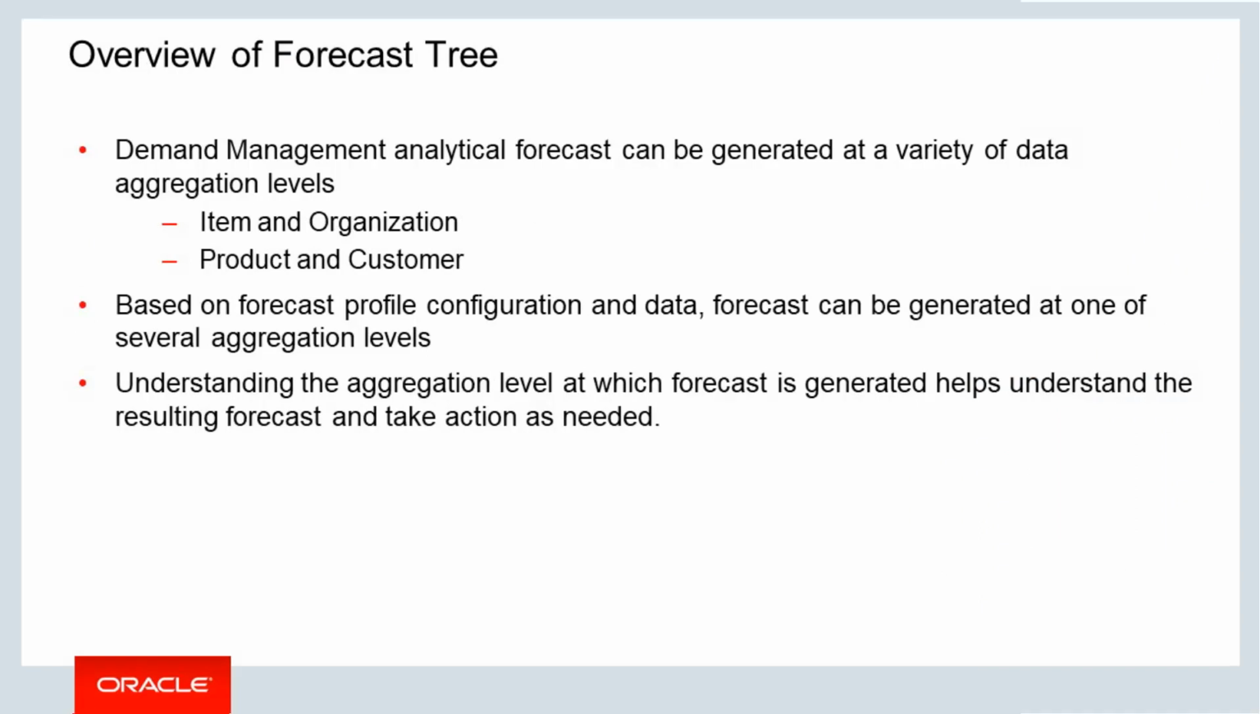Forecast tree is used to generate forecasts at different levels and may vary by item and location, for example, item and organization or product and customer. Based on forecast tree configuration in the forecast profile and data inputs, forecasts can be produced at one of several levels. It is important to know where and how often forecast aggregation occurs. This information is critical in understanding the forecast itself and can drive customers to take actions to reduce the number of combinations with an aggregated forecast.